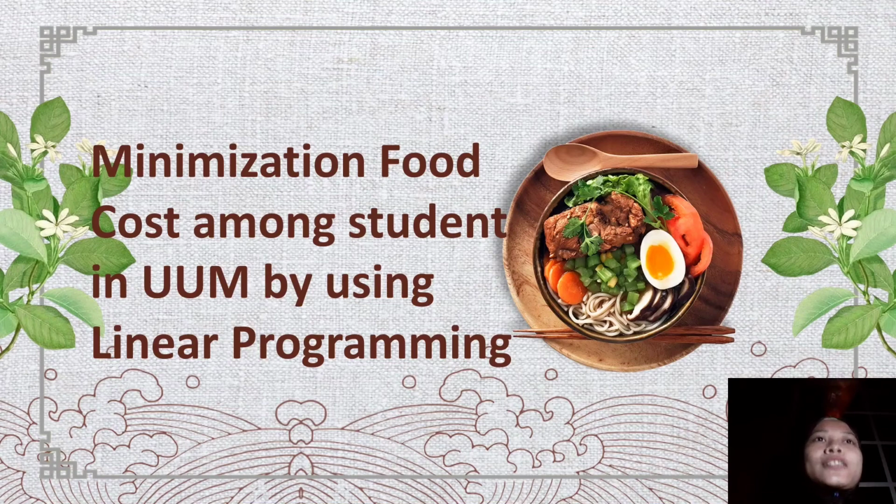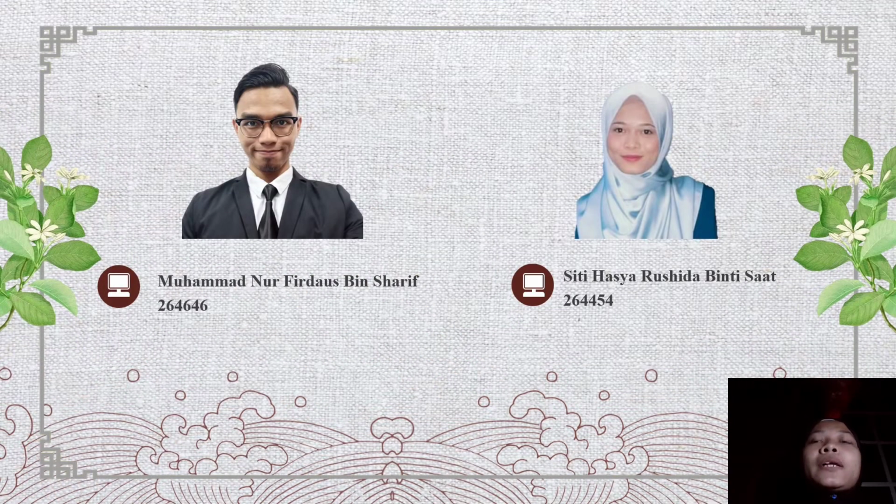Assalamualaikum and salam sejahtera. We want to present about minimization of food cost among students in Universiti Utara Malaysia by using linear programming. My name is Siti Hasha Rushda binti Sa'ad, my metric number is 264454, and this is my partner Muhammad Nur Firdaus bin Sharif. The metric number is 264646.